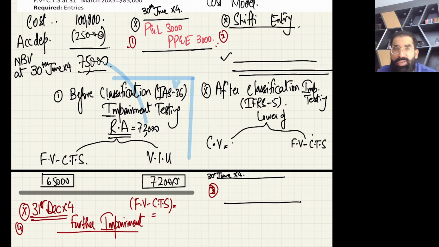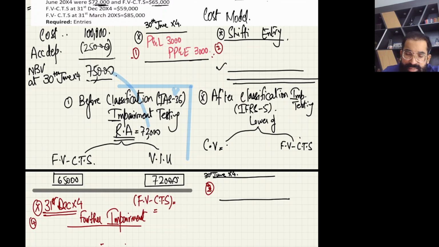Right now it's property, plant and equipment. We have not shifted it to current assets yet. So I repeat, what are the steps? Just simply remember the steps. First, you need to calculate the net book value at the date of held for sale. Then you need to do impairment testing using IAS 36. The asset was at 75 and we reduced it by 3,000, so 75 minus 3, the asset is now at 72 after the impairment.